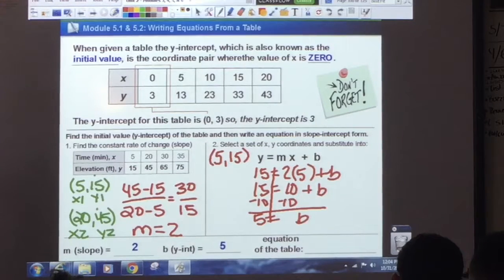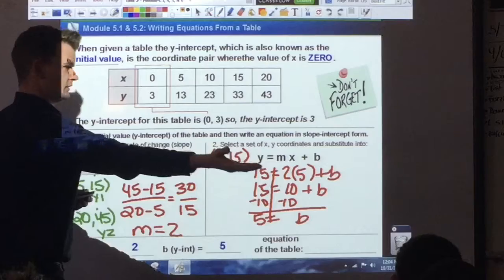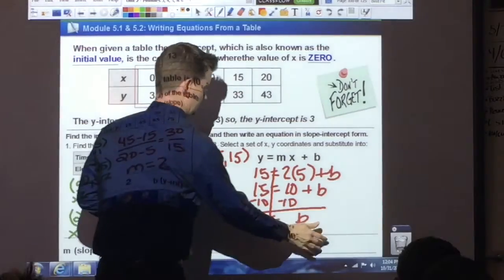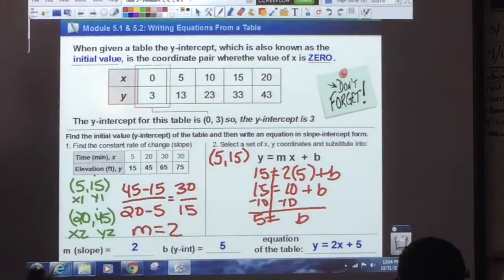It's y equals... y equals 2, and then plus 5. What are you missing in there? X. Yeah, y equals, say it again. Y equals 2x plus 5. Perfect. Y equals 2x plus 5.